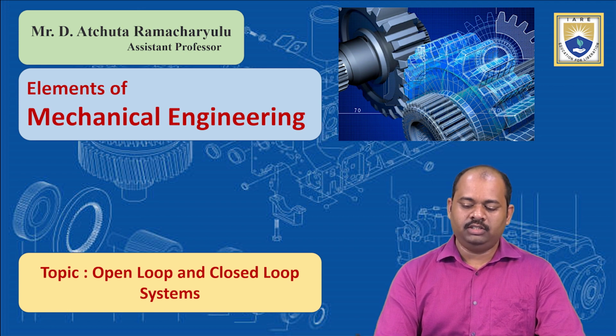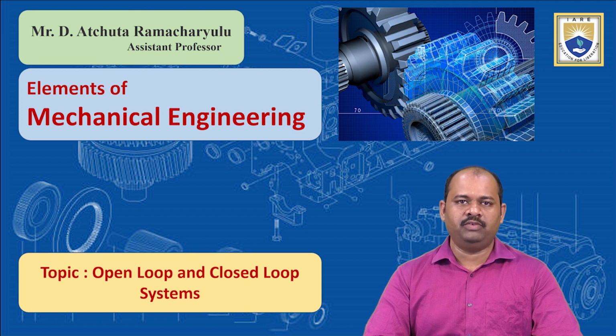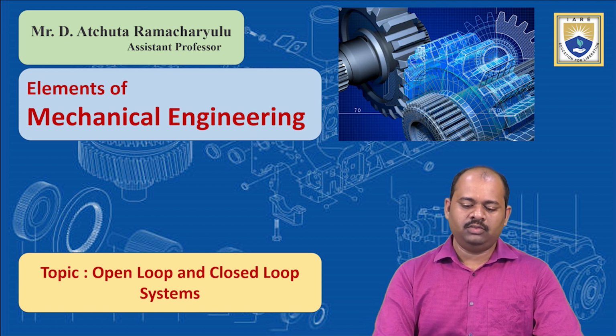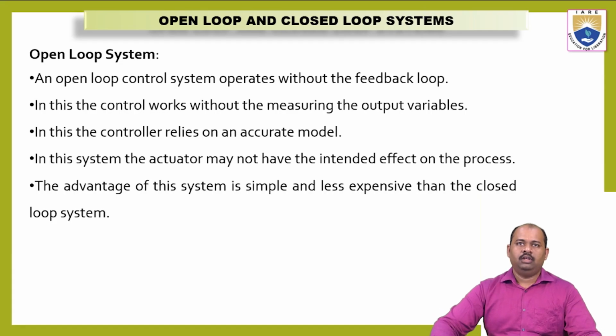In today's topic, we are going to discuss open loop and closed loop systems. As a part of automation, we have studied the automation processes in the previous lecture. So in this class, we are going to see open loop and closed loop systems. Let us see what an open loop system is. An open loop system is a control system that operates without a feedback loop.